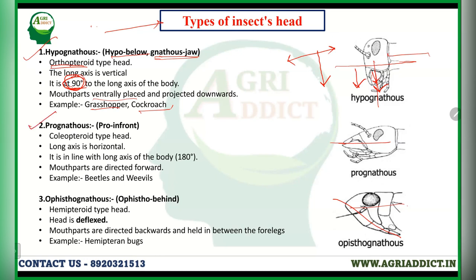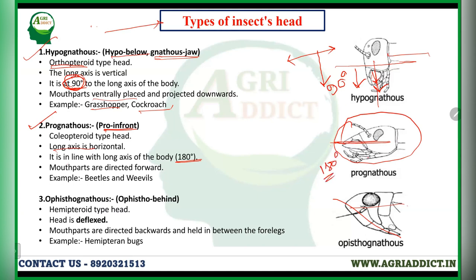Okay. Next is prognathous. Pro means in front. And you can see the mouth part of beetles or weevils. There it is completely 180 degrees to the long axis of the body. So you can say the long axis is horizontal. The long axis of the mouth part is horizontal, means it is straight. And this type of head is also known as coleopteroid head because beetles and weevils mainly belong to the order Coleoptera. So this is also known as the coleopteroid head, its long axis is horizontal, and it is in line with the long axis of the body with an angle of 180 degrees. The earlier one is a 90 degree angle and this is 180 degrees.